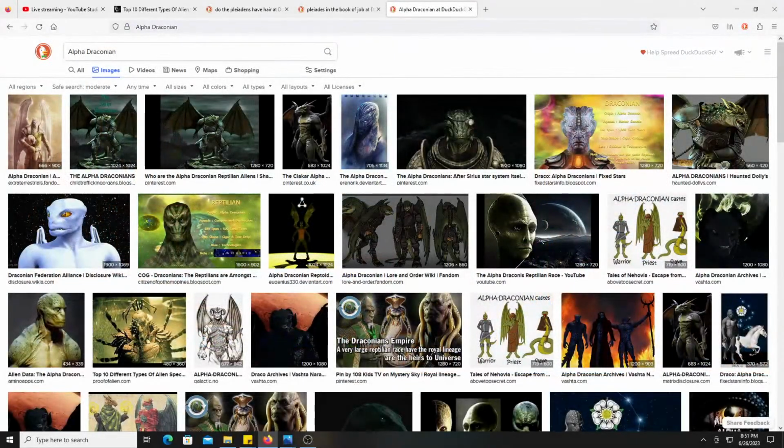Let's look up the Alpha Draconian because it's interesting to look up. Because I want to see if they look any different. You're going to come over here. Going to push the button. Okay, now we're going to pull the images up if it'll do it. Okay, we got it. We're Alpha Draconian. Let's see the different types of them.